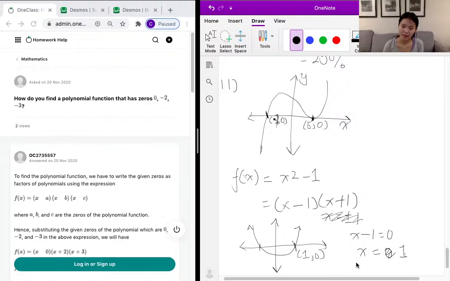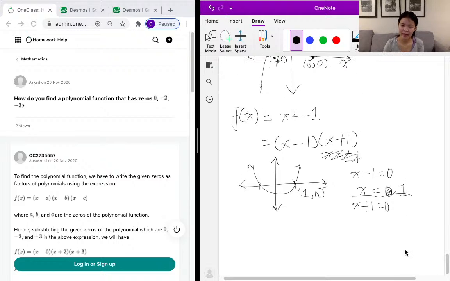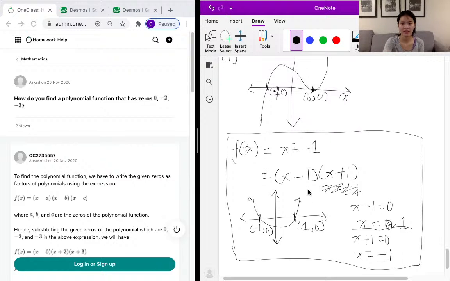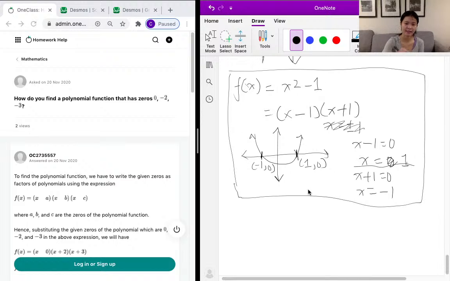And again, let's do the other one. When it's x plus 1 equals 0, that's the other place that the function is going to equal 0. And here we have the x value as -1 when the function is equal to 0. So yeah, this is an example of the two x-intercepts, where the function intercepts the x-axis.